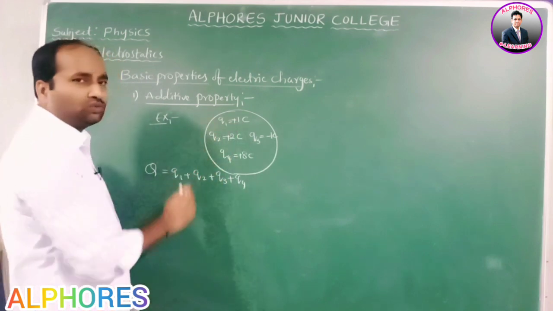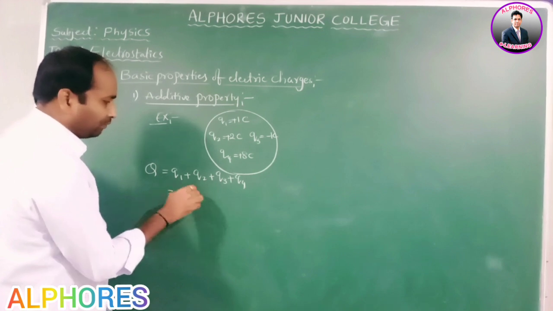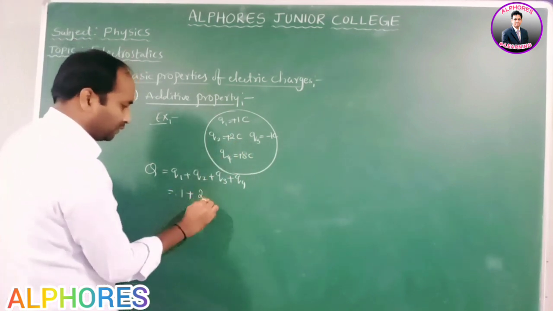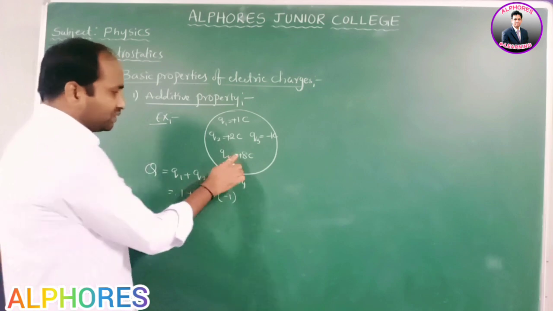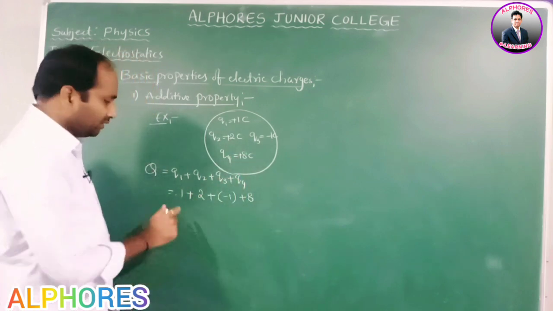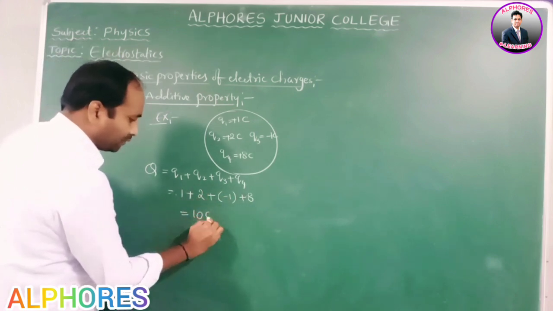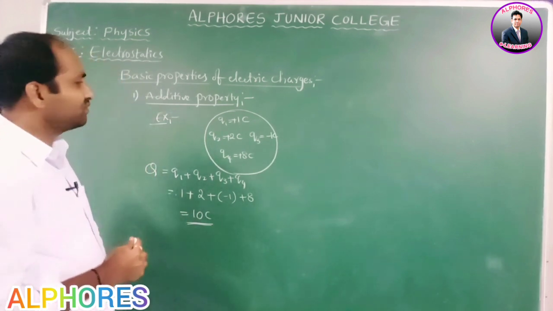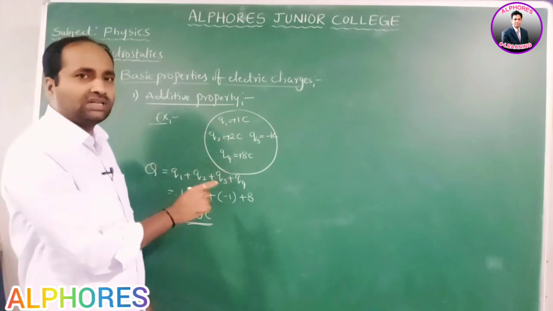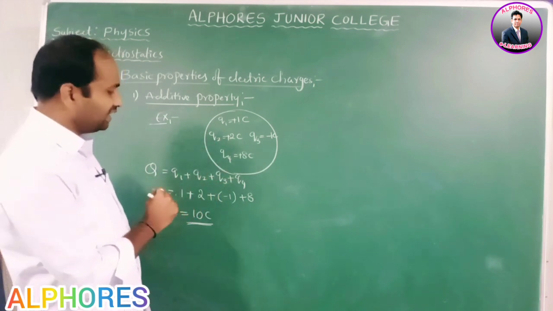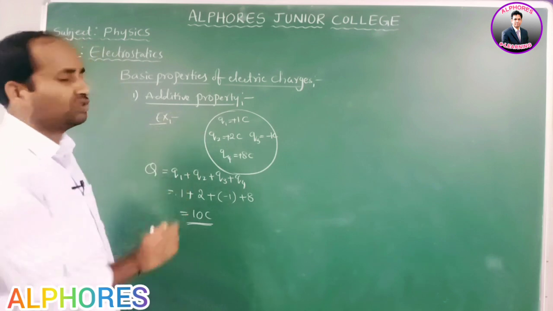Here the magnitude of Q1 is plus 1 coulomb, Q2 is plus 2, plus Q3 is minus 1, plus Q4 is 8. Plus 1 and minus 1 cancel. The total charge is 10 coulombs. This is the additive property. We are just adding the magnitudes because charge is a scalar quantity. The total charge of the system of interacting particles is equal to the algebraic sum of the individual charges. This is the first property.